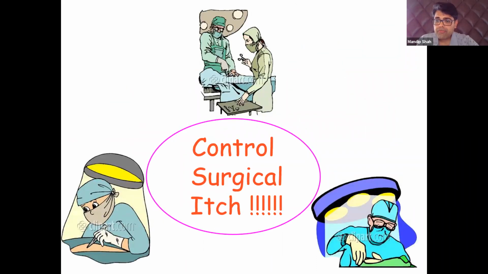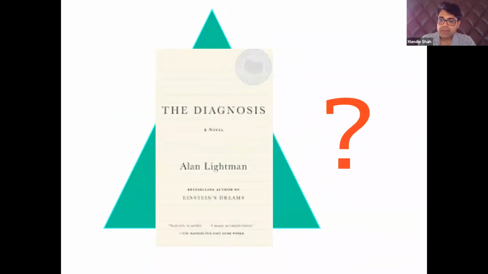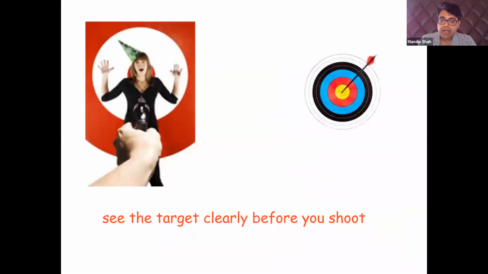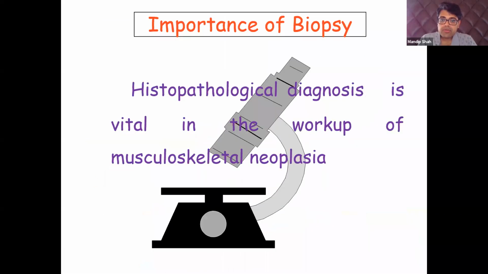So the moral of all these 4 or 5 stories which I shared was that we should control our surgical itch. We should work up these patients well before we do the final procedure. We should first achieve a proper diagnosis, and we should see our target very clearly, because only once we see our target, we can shoot the target well. So histopathological diagnosis is vital in workup of all the musculoskeletal neoplasia.